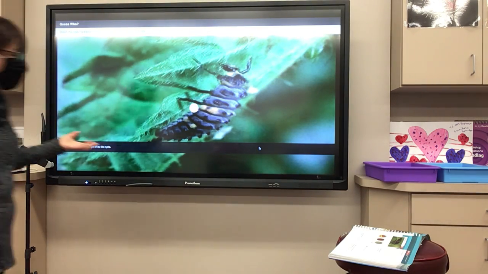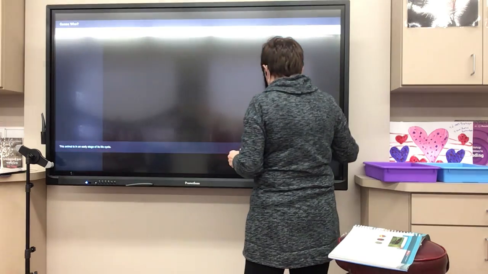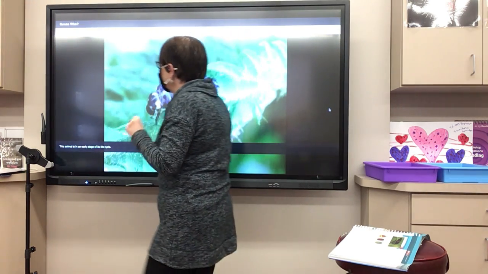Okay. What kind of animal do you think this is? Do you have any guesses as to what this is? You may have seen this animal.